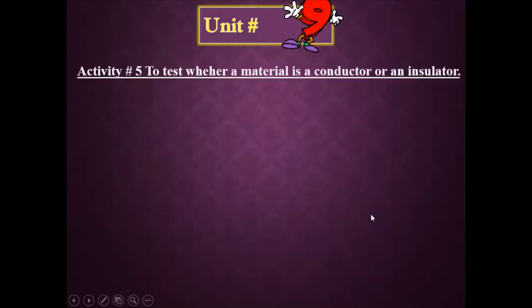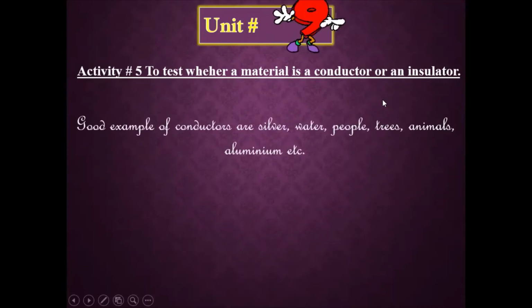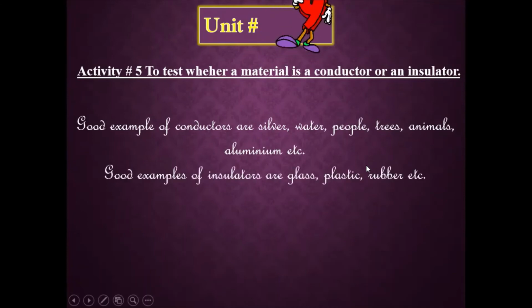Now we come to an activity. I know that there is a little confusion related to the topic conductor and insulator, and everybody wants to know about the difference between conductor and insulating materials. Good examples of conductors are silver, water, people, trees, animals, aluminum, etc. And good examples of insulators are glass, plastic, rubber, etc.